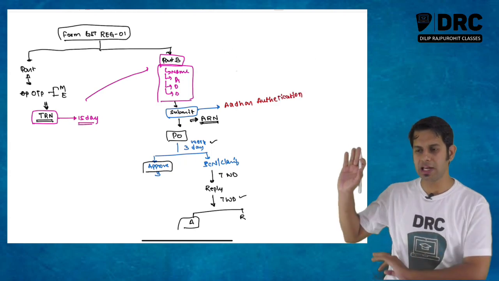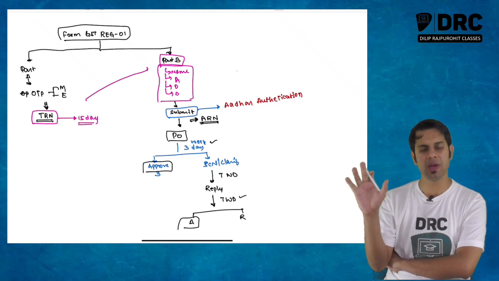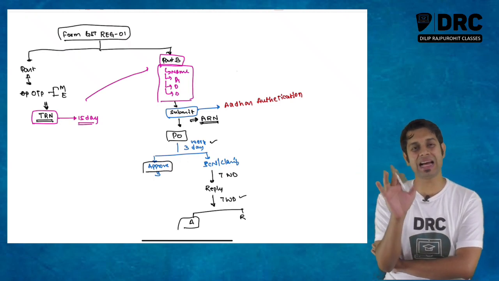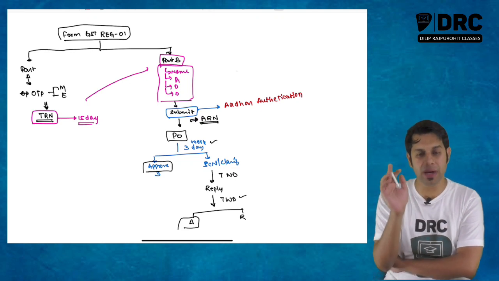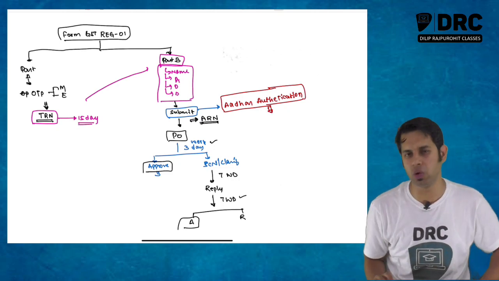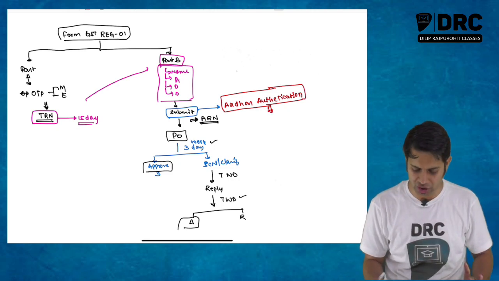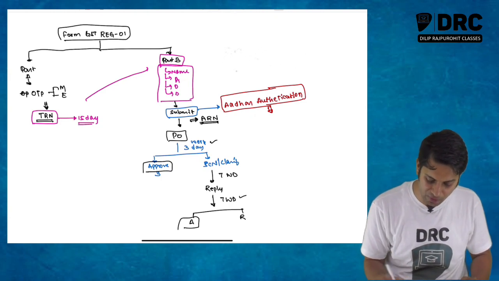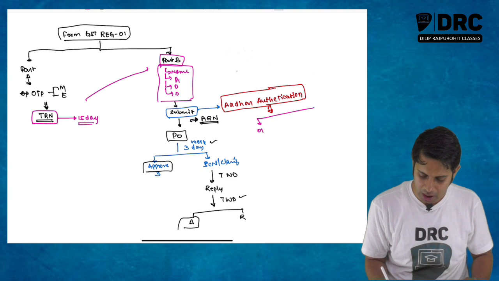Meaning what? Whatever application you are submitting will be treated as submitted only when you are doing this Aadhaar authentication. Meaning there are 2 options again. A person can opt for Aadhaar authentication or he may not opt for Aadhaar authentication.